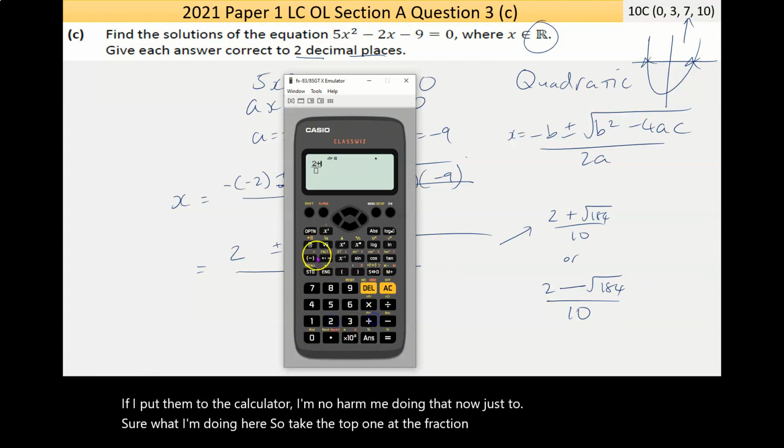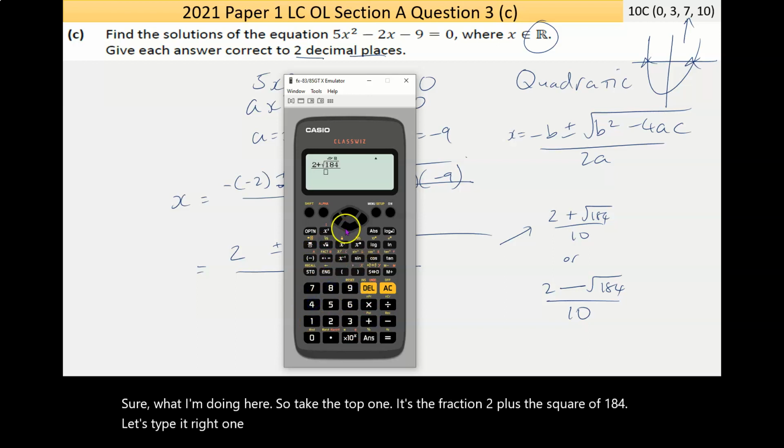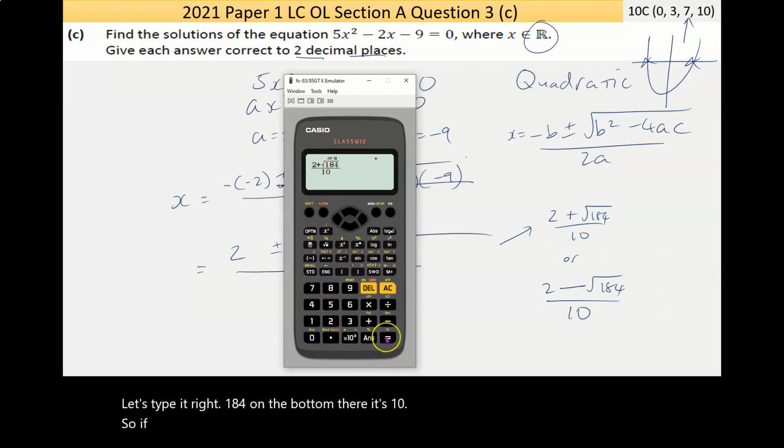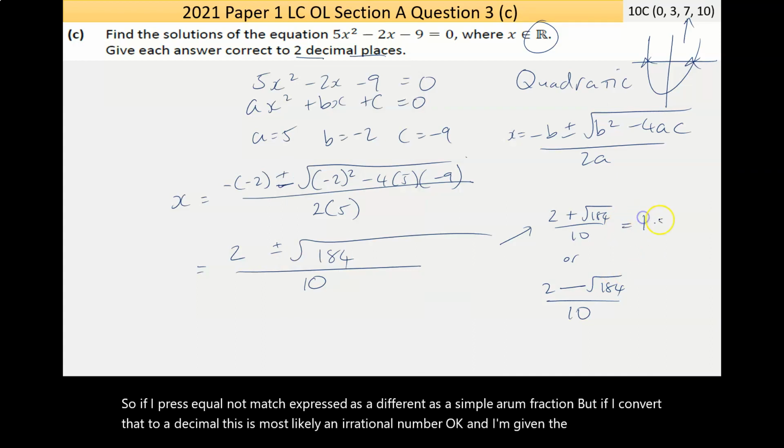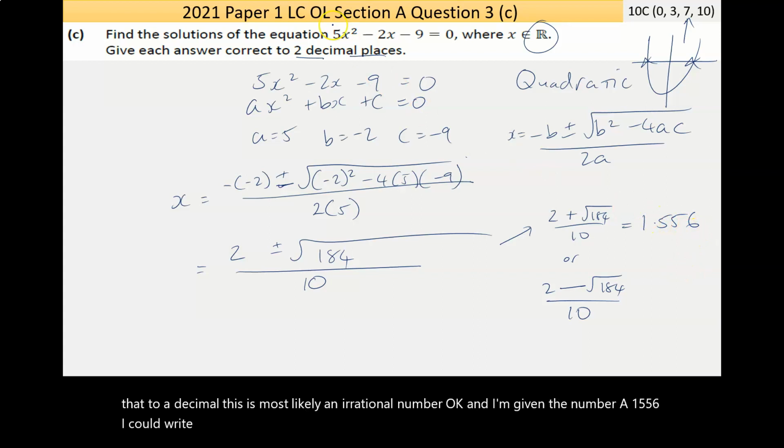2 plus the square root of 184. Let's type it right, 184. On the bottom there, it's 10. So if I press equal, it may express that as a simpler fraction. But if I convert that to a decimal, this is most likely an irrational number, and I'm given the number 1.556. I could write further, but now is when I need to start thinking about the format they want the answer in.